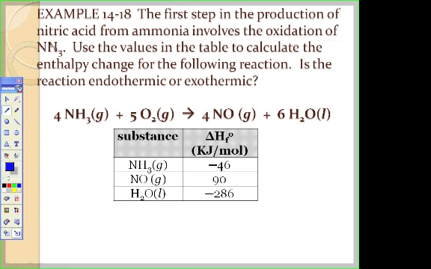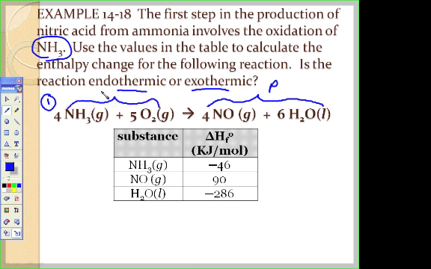Now this time I'm dealing with ammonia, and forming nitric acid is involved. This is actually the first step of a multi-step process. And we want to know, is this an endothermic or exothermic process? So we're going to use these delta H of formation, and we're going to take product sums, and we're going to subtract the sums for the reactants.